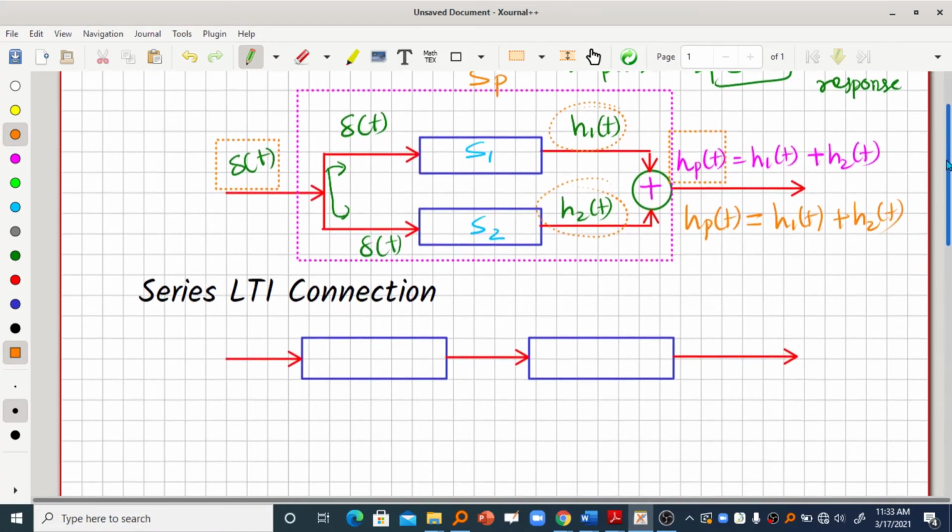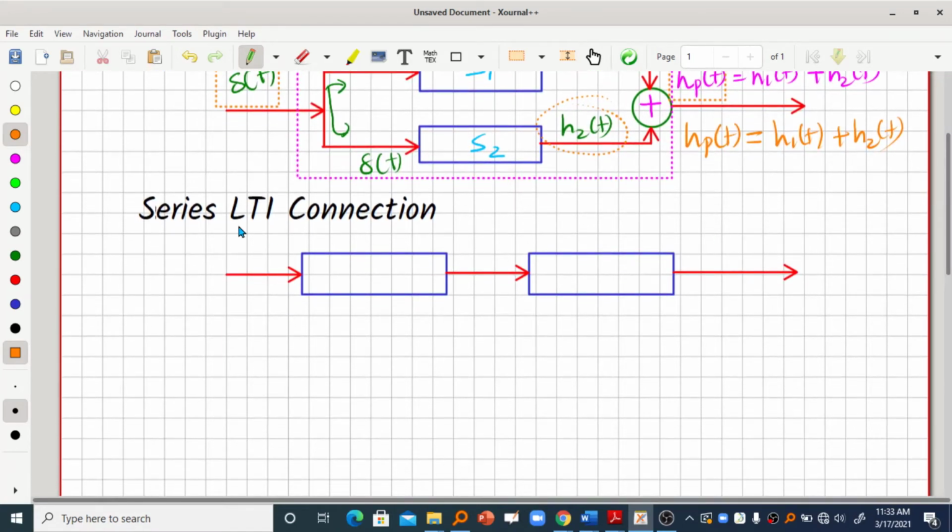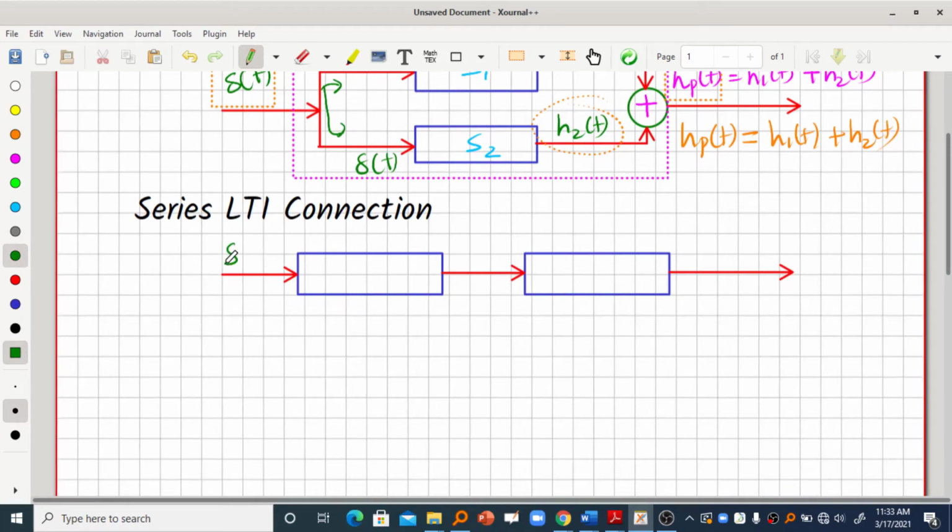Now what happens if we connect in series? Let us consider the series connection. Again assume that we are providing del of t as the input, and this is our system 1, S1, and this is our system 2, S2. They are connected in series, and together we can call them the serial system, SS. We can also say cascaded system. So this is the series LTI connection or cascaded LTI connection.